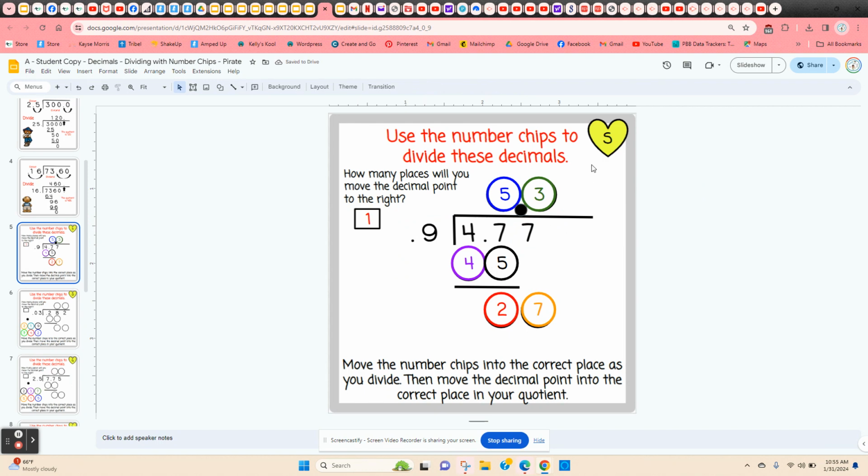Now, if you'll notice, every slide also has a yellow heart with a letter in it. And that's going to help them on the last slide when they have to solve a pirate riddle. They're going to be matching this letter to their quotient.